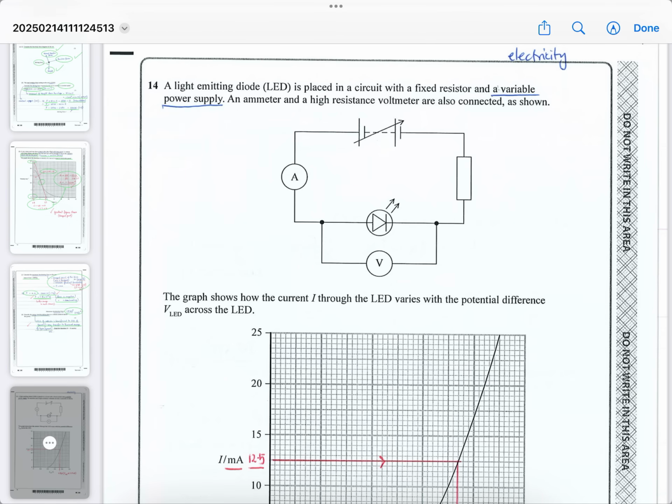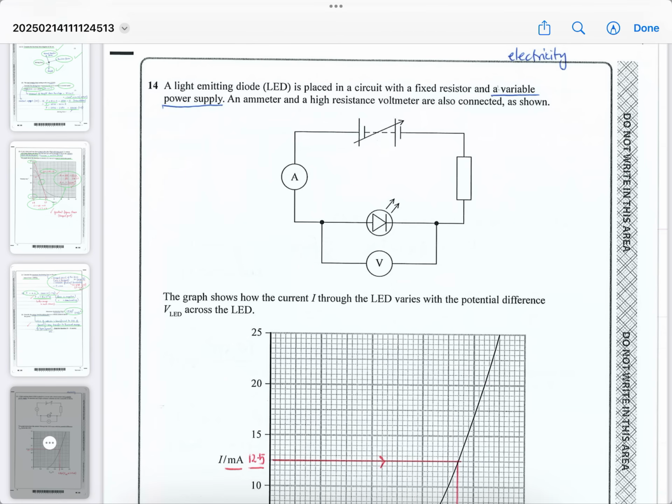Question 14 is back to electricity. It says a light-emitting diode, an LED. My students, we did it with a red diode, a blue diode, and a green diode, if you weren't absent on that day. And we took readings of all 3 and compared them. And well done to those people who made the graphs on them. I know some of you have yet to do that.